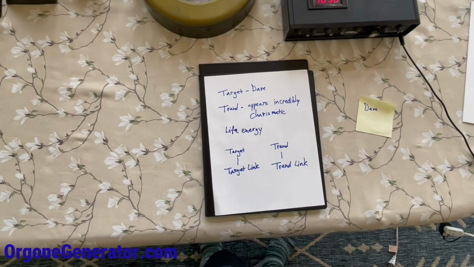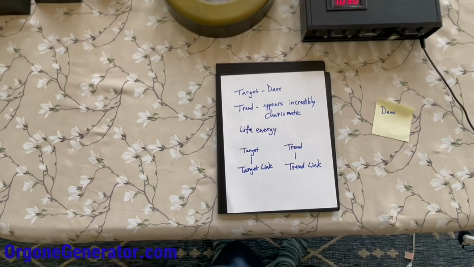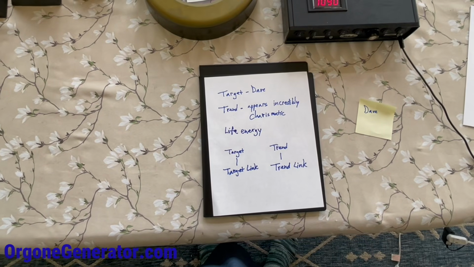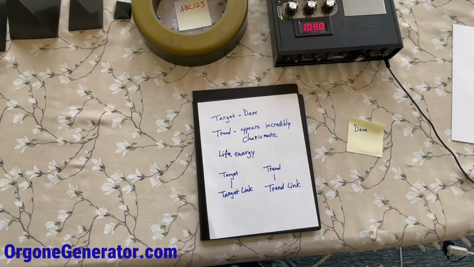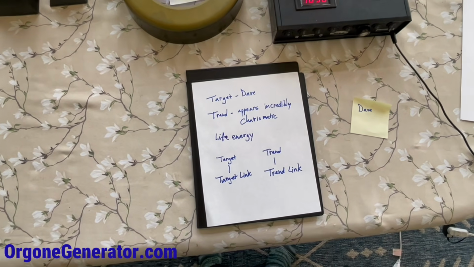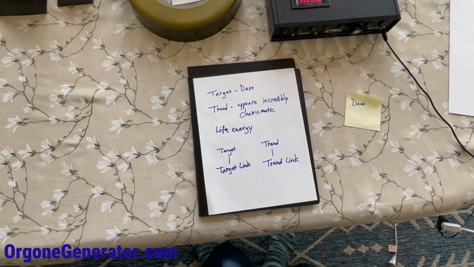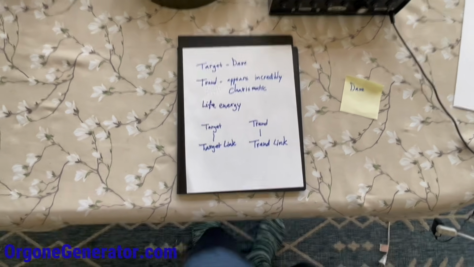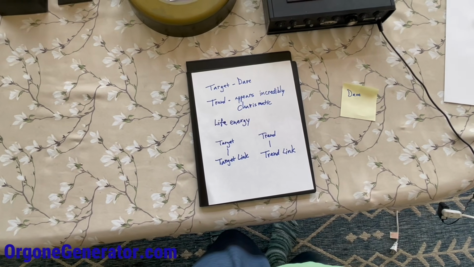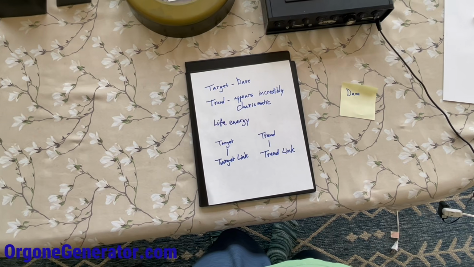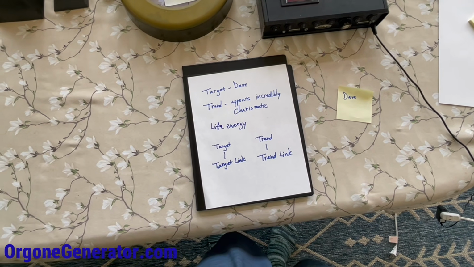So when you have a target, you want to have a target link. Think voodoo doll, if you want to get weird with it, okay? A voodoo doll is just a target link, right? And the target link is not the target, it's a representation of the target, okay? Then you want to have a trend link, all right? The trend link could be a written statement, it could be a photograph, it could be a sigil, it could be anything that represents your desired outcome, effect, or result.